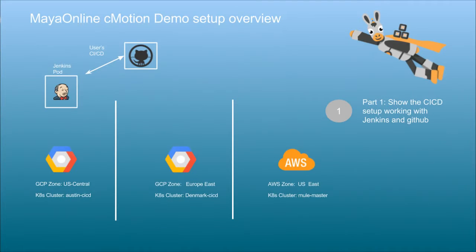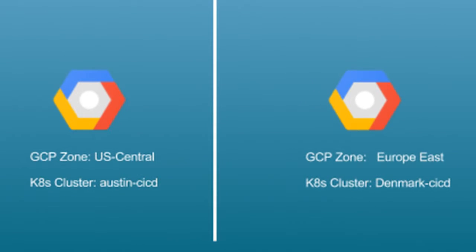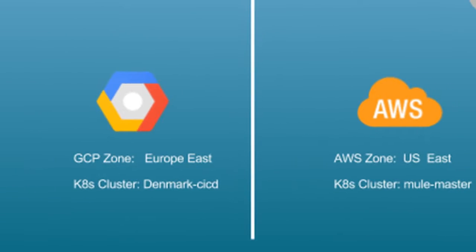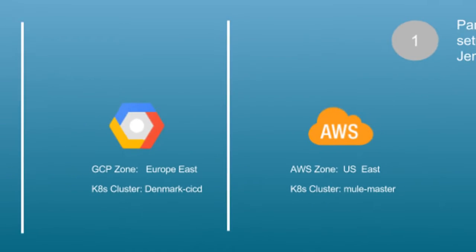We have 3 Kubernetes clusters, running in 3 different geographical locations. 2 of them are in Google Cloud, and the third cluster is in AWS. The first cluster in Google Cloud, which is in the US Central Zone, is named Austin CICD. The second cluster in Google Cloud, which is in the Europe East Zone, is named Denmark CICD. The third cluster in AWS, which is in the US East Zone, is named MuleMaster.